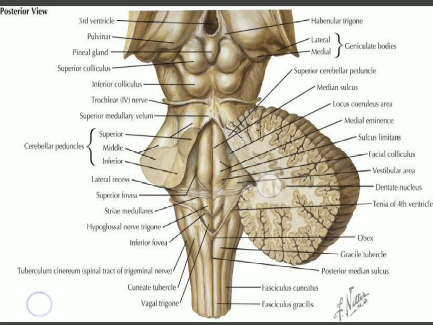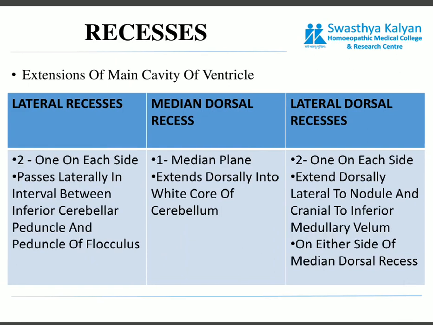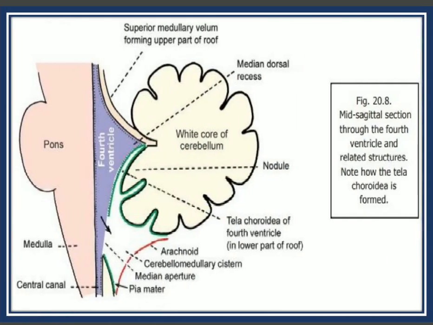Then after the lateral recess, there is a median dorsal recess in the midline. And this is one, and it extends dorsally into the white core of the cerebellum. On each side of the dorsomedian recess, there are two recesses named the dorsolateral recess or lateral dorsal recesses. So that is what is given here in the table, the three recesses and their location and their relation with the parts of the cerebellum. So you can see this is the median dorsal recess, and it extends into the white core of the cerebellum.